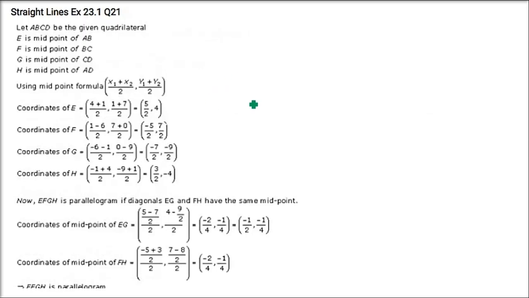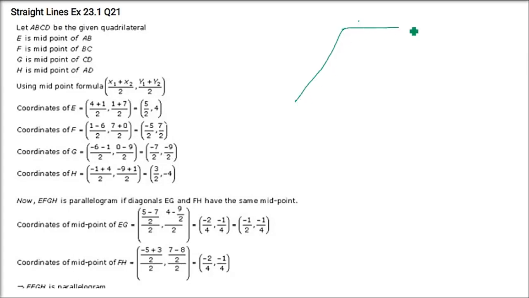Now a quadrilateral has vertices (4, 1), (1, 7), (-6, 0) and (-1, -9). Show that the midpoints of the sides of a quadrilateral form a parallelogram. So there is a quadrilateral. Quadrilateral means 4 sides. Now the vertices are given of this quadrilateral.